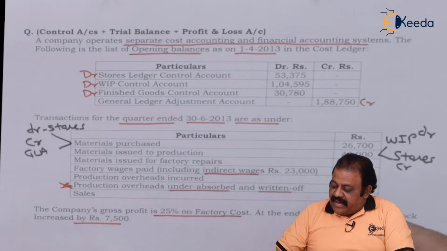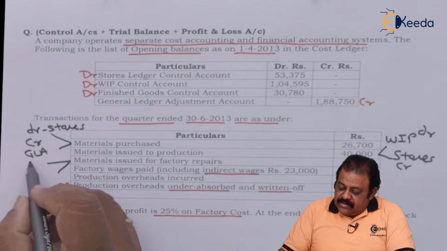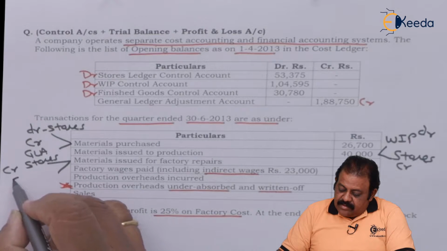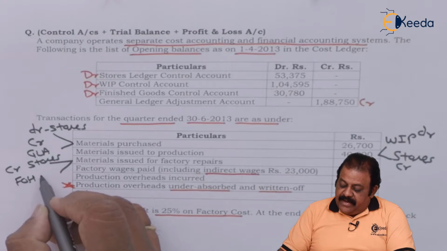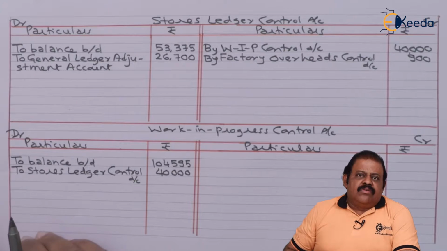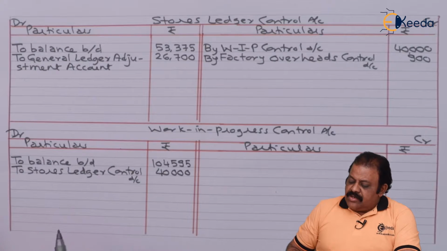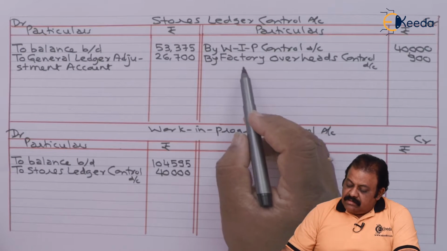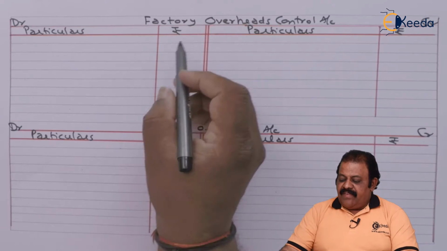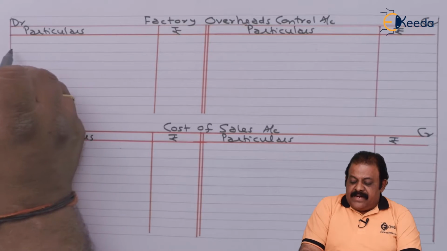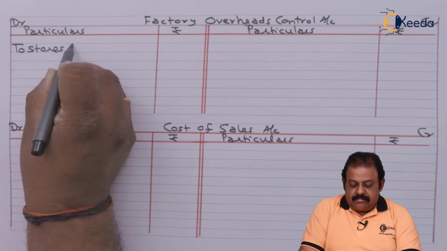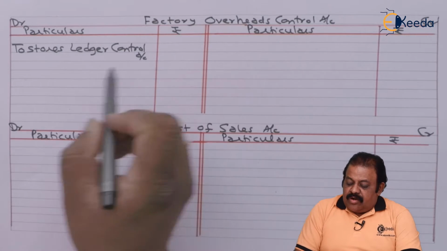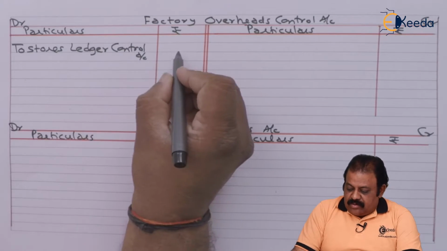Material issued for factory repairs: stores will be credited and factory overheads will be debited. Stores issued for repairs will be credited to stores ledger control account. It will be treated as factory overheads. By factory overheads control account 900. In factory overheads control account, it will be recorded on the debit side, to stores ledger control account 900.